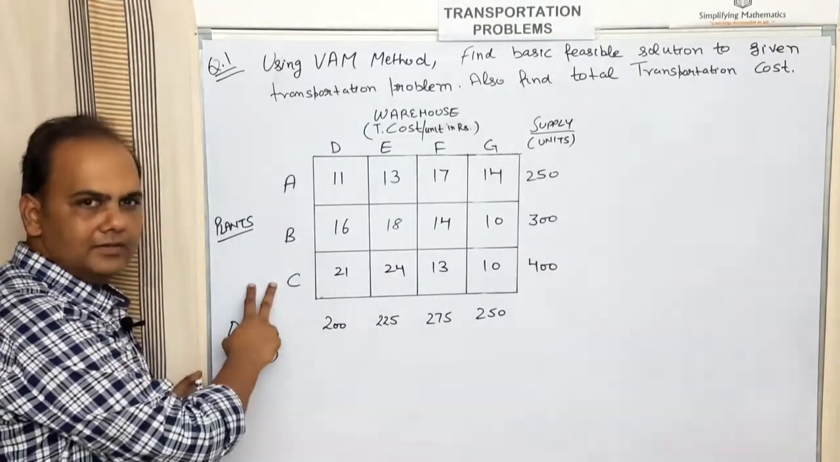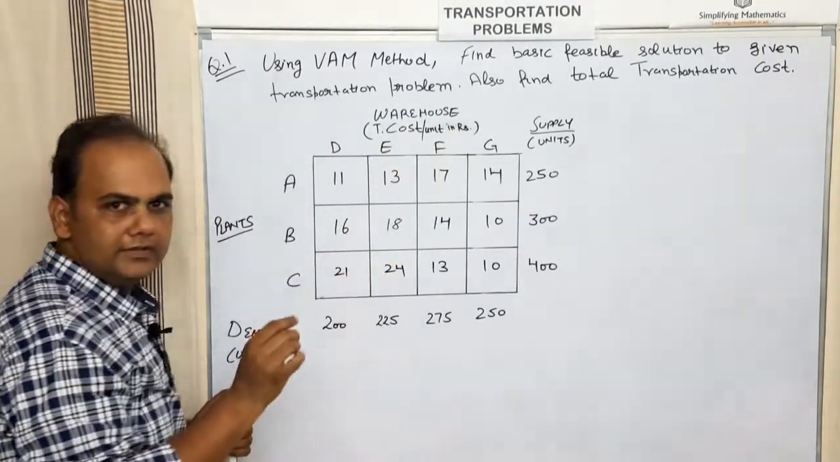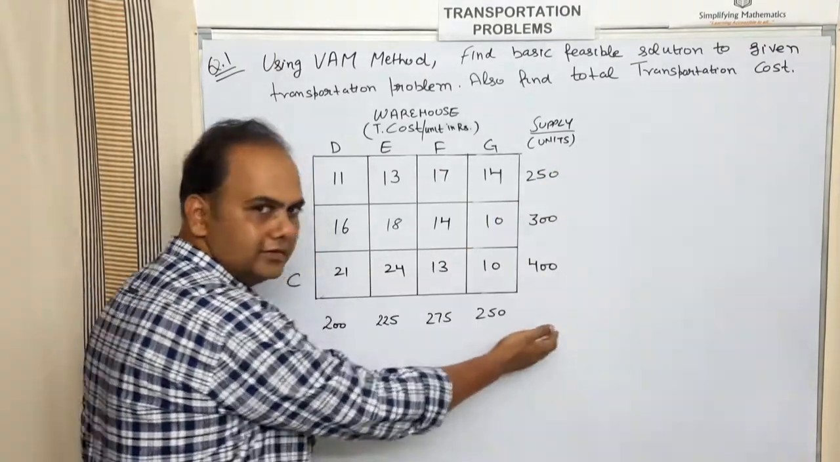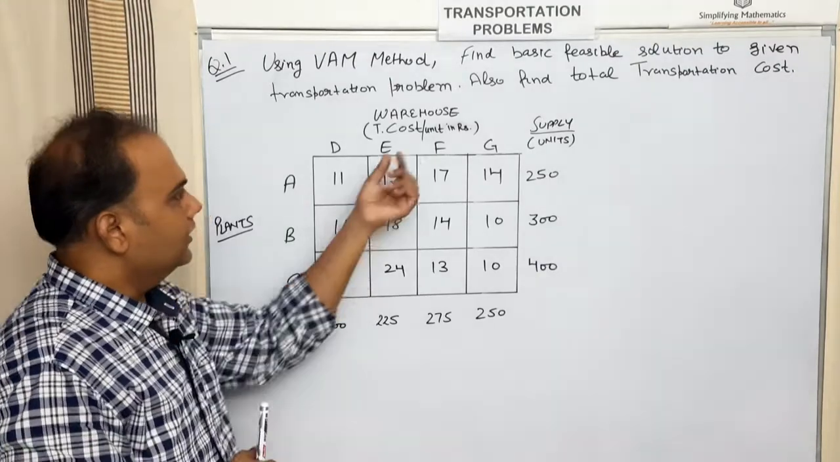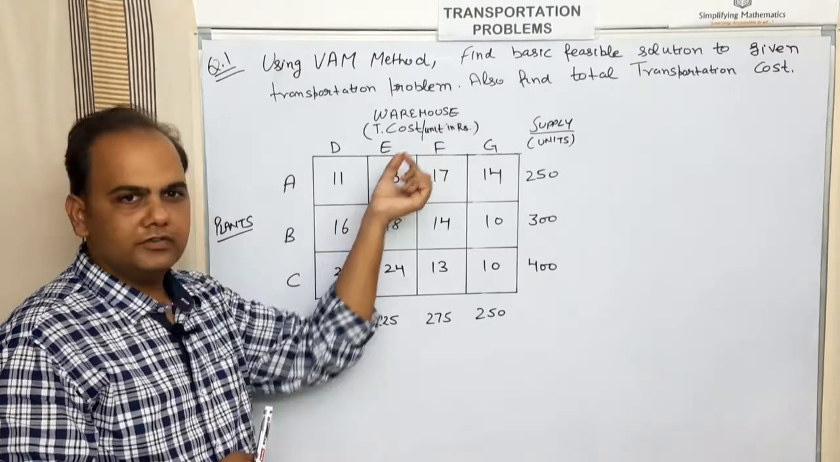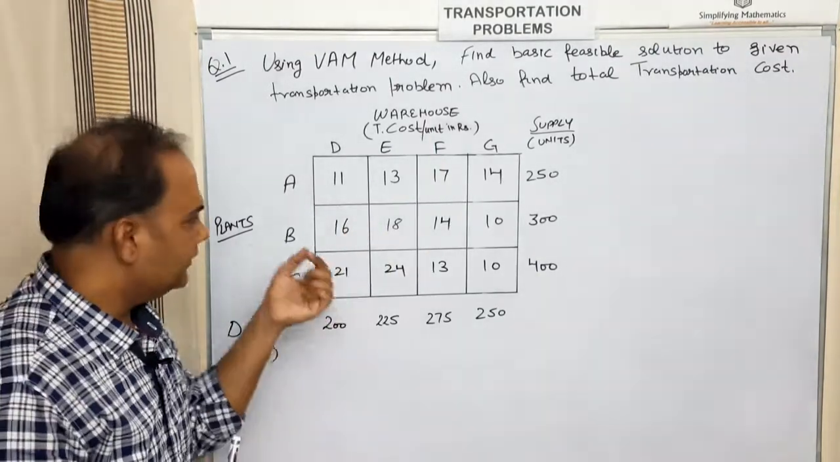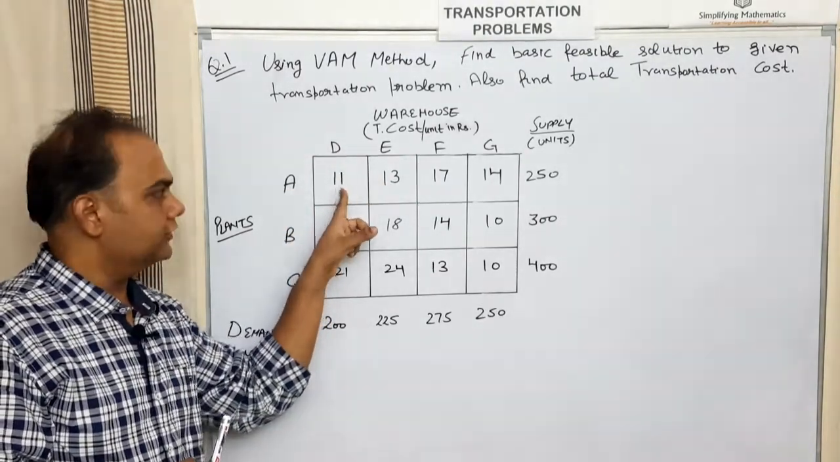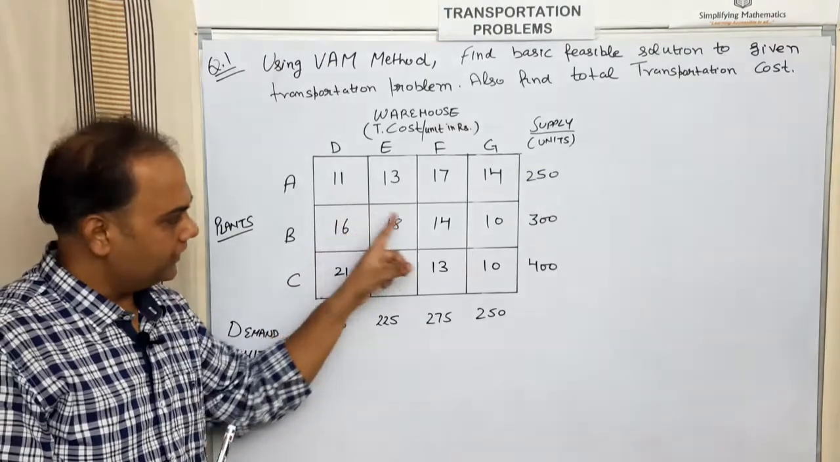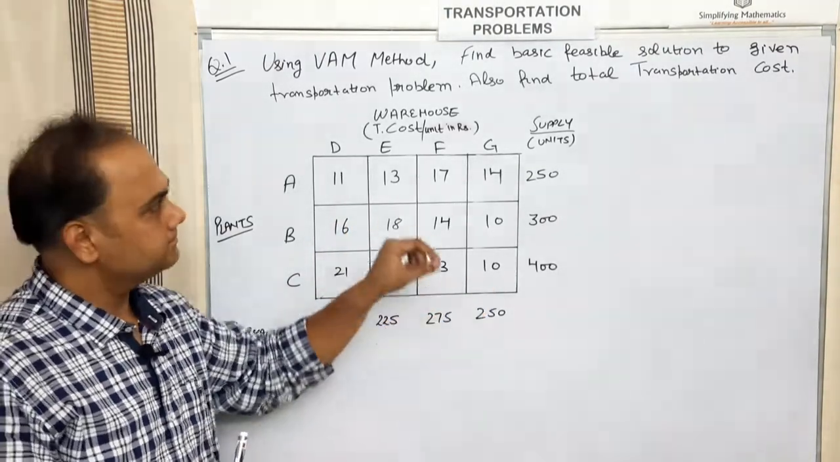You have 3 plants and 4 warehouses. The supply of these plants is given to you, and the demand of these warehouses is also given to you. Now what else is given? The transportation cost per unit in rupees. It means if you transport 1 unit from this plant to this warehouse, the cost is 11 rupees. Similarly, the other costs are given to you.